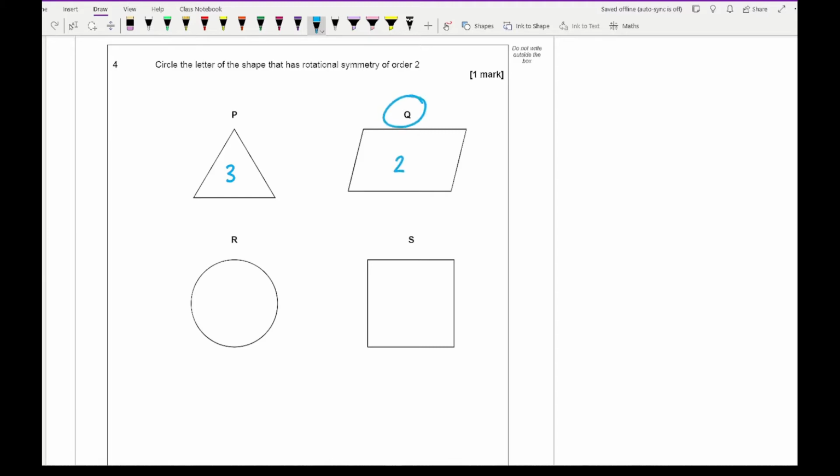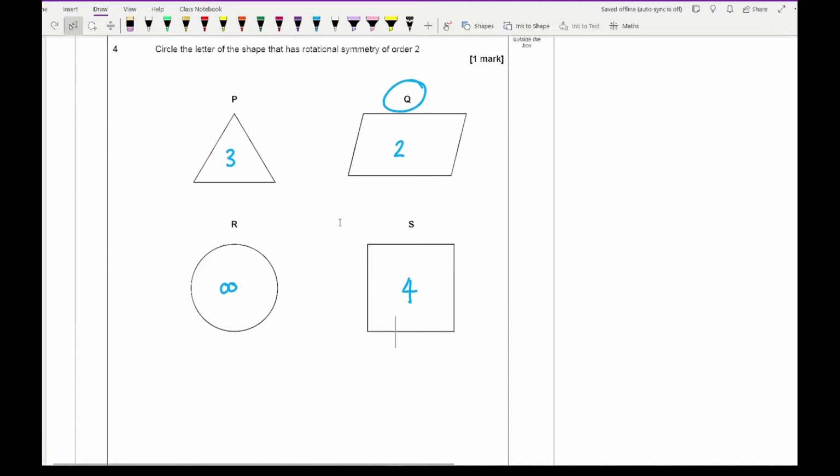that's definitely 1. R, which is a circle, has an infinite number of rotational symmetry, and S, which is a square, we'd assume, has got an order of rotational symmetry of 4, because there are 4 different ways in which we can slot that shape back in if we were to cut it out. So the final answer for this is going to be Q.